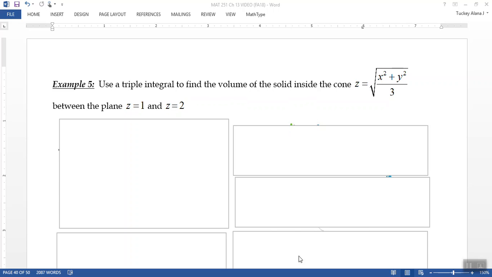For this example, we want to use a triple integral to find the volume of the solid inside the cone z equals the square root of x squared plus y squared over 3, but between the planes, that's a typo, planes z equals 1 and z equals 2.